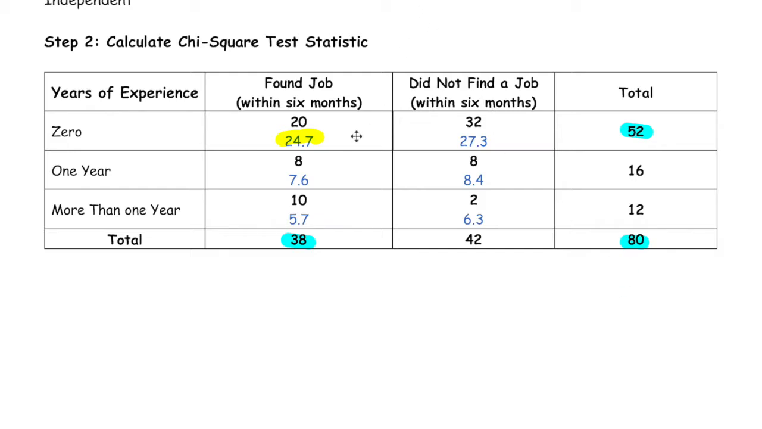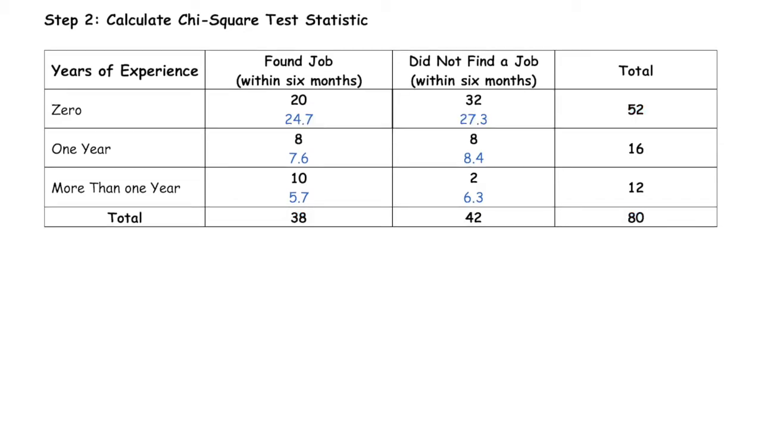So the idea is to repeat that 6 times, and you want to calculate the expected value for every single cell. So to make sure that you got that, we can try out another random cell to make you understand how I found this 27.3. I would multiply the total of the row, 52, by the total of the column, 42, and then divide by the sample size, 80. So far this is a calculation that is pretty straightforward, but it does have to be repeated 6 times just to get the expected counts.